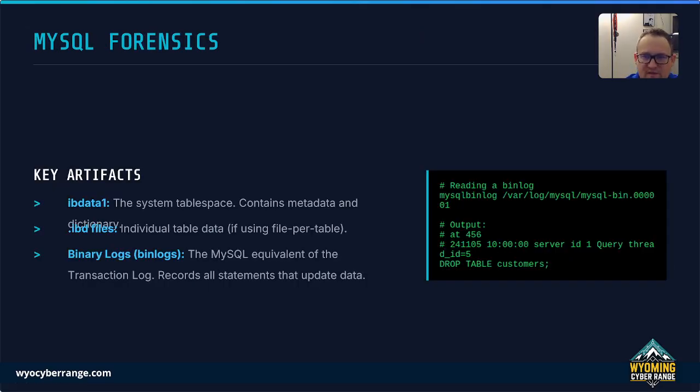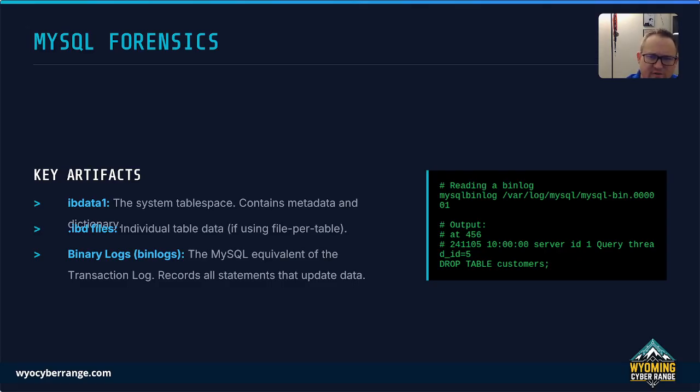Now, if we shift to MySQL or MariaDB, the key artifacts change slightly. The first thing we want to look at is the ibdata1 file. This is the system tablespace. It contains the data dictionary and crucial metadata about the database structure. Our next file is the .ibd file.